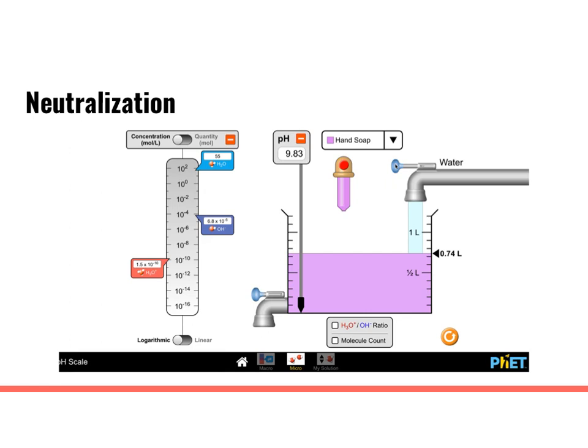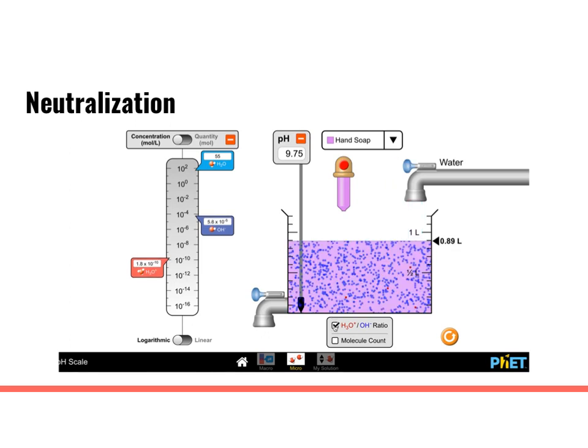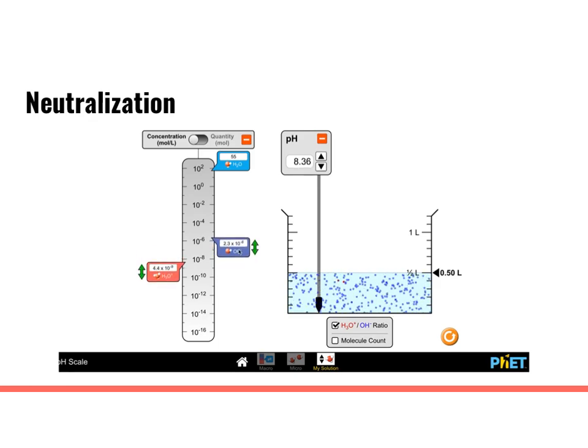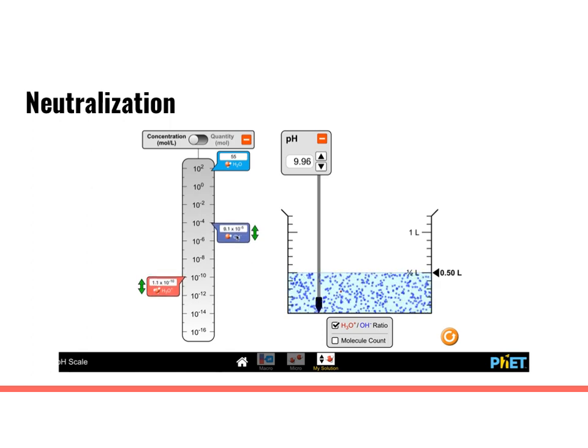So you should be coming off of just recently finishing this virtual lab where you went in and you looked at different substances. For example, I've got hand soap here, and we look at the difference between the different concentrations of the hydronium, H3O plus, and the hydroxide, OH minus, concentrations. You notice that as we raise one of the sliders, or lower one of the sliders, we see those concentrations actually go up.